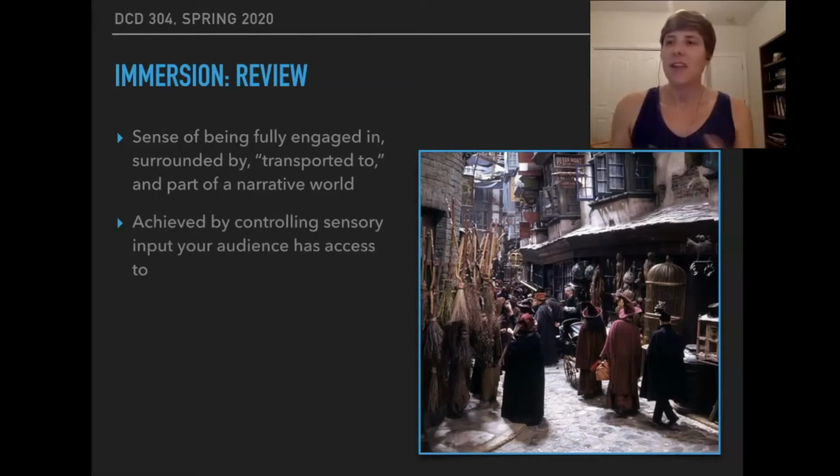And it's achieved, as we talked about again before spring break, by controlling the sensory input that your audience has access to, right? And so it's controlling it as much as you possibly can so that the input that your audience is given is only input that they should be getting from the diegetic world or the fictional narrative world, not from the real world or the world that they're watching the movie in, or reading from, right? But rather that it's just the content coming from the world that you're creating.